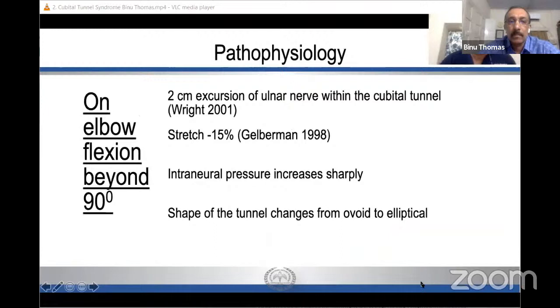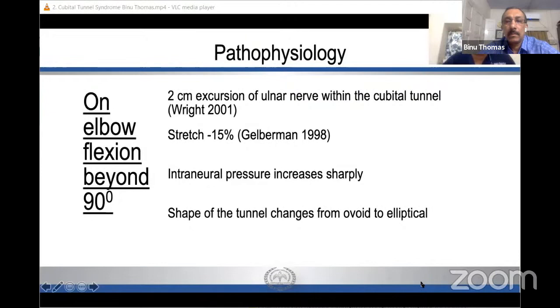Elbow flexion beyond 90 degrees can produce a stretch of the nerve to about 15%, and intraneural pressure increases sharply. The shape of the tunnel also changes from ovoid to elliptical when acutely flexed, and this is the cause of the cubital tunnel syndrome.